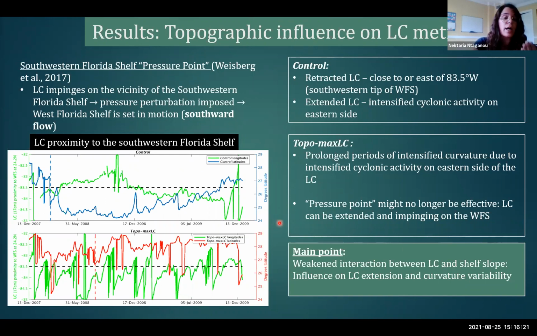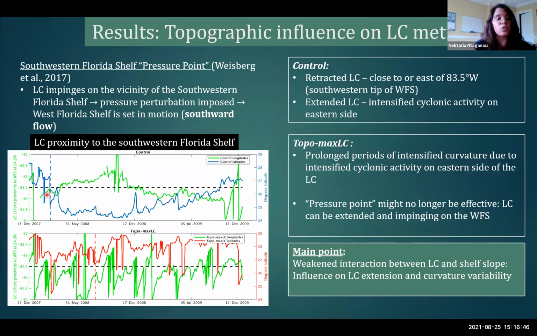So also, according to the theory, when the loop current impinges on the shelf, it is prevented from extending northward, whereas when it moves away from the shelf, it is free to extend further into the Gulf of Mexico. This is confirmed in our control experiment after calculating the loop current proximity to the southwestern Florida shelf.